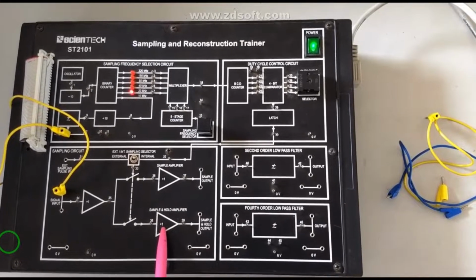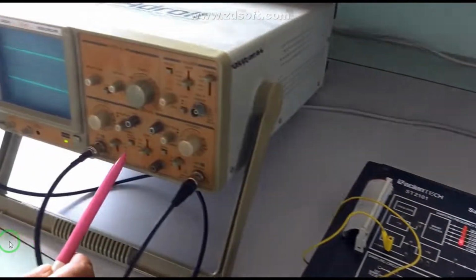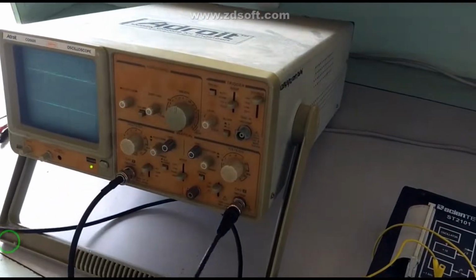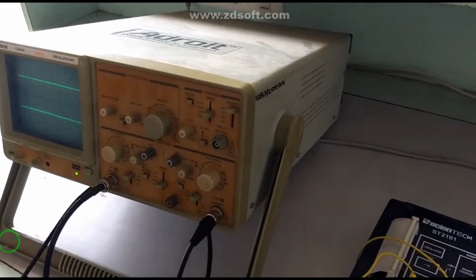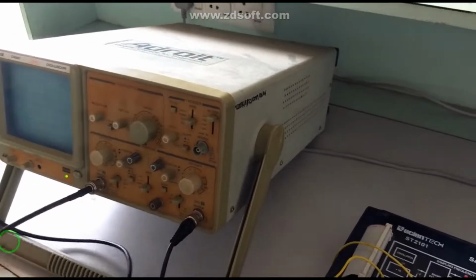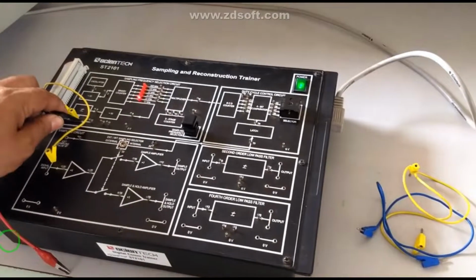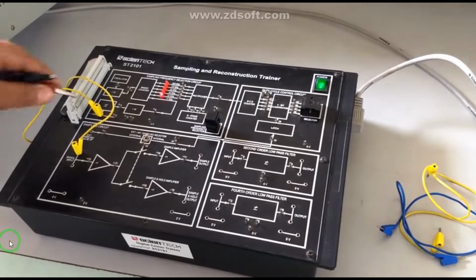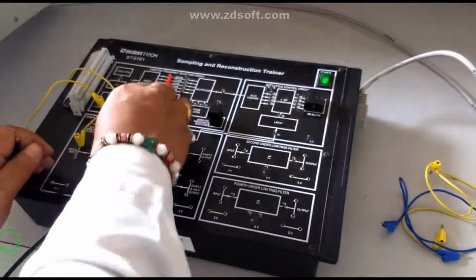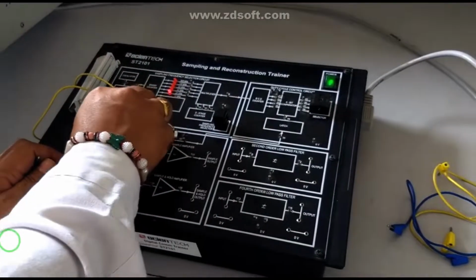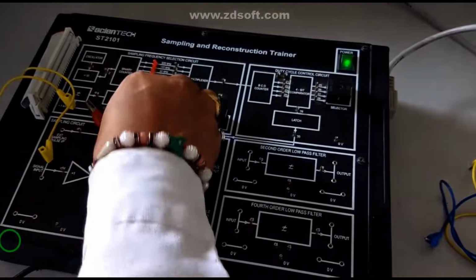So now this is the CRO. First of all, we would observe this input signal. So I am going to connect this input signal to this pin, and a ground is connected over here.